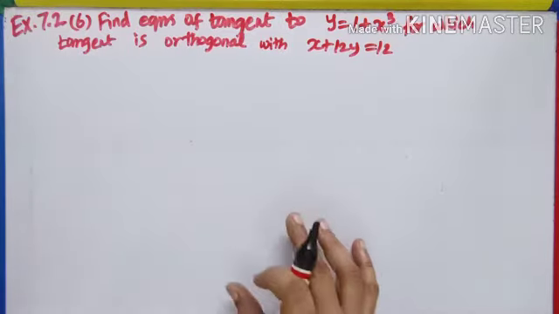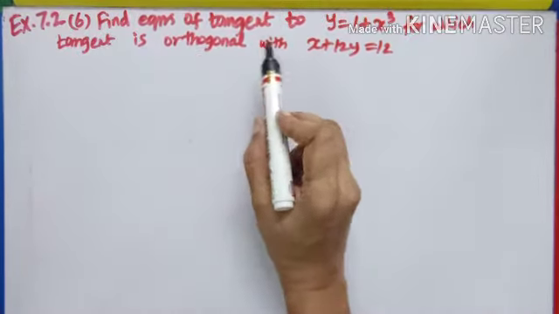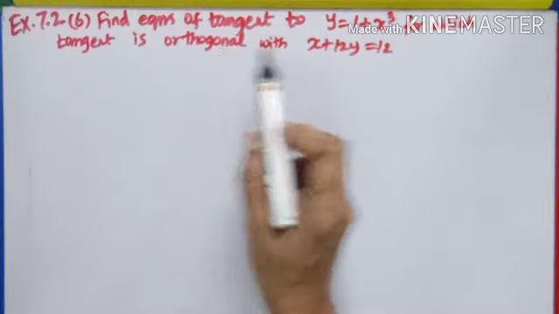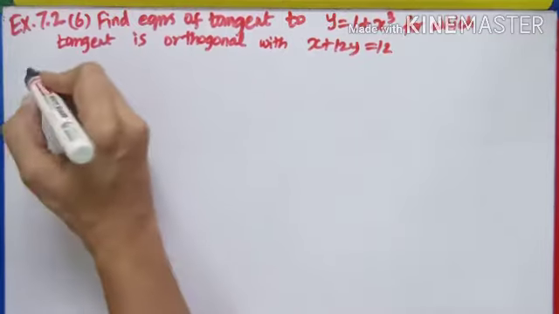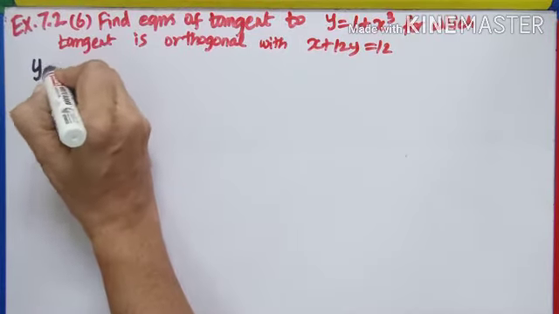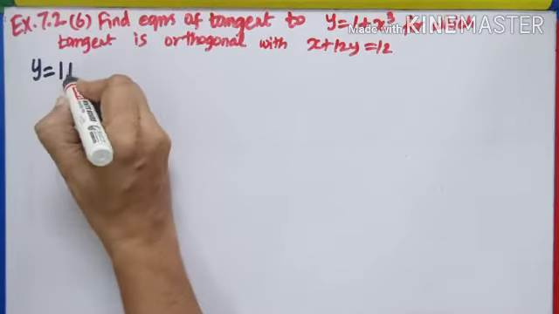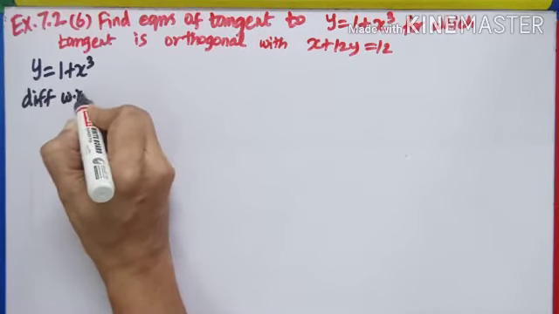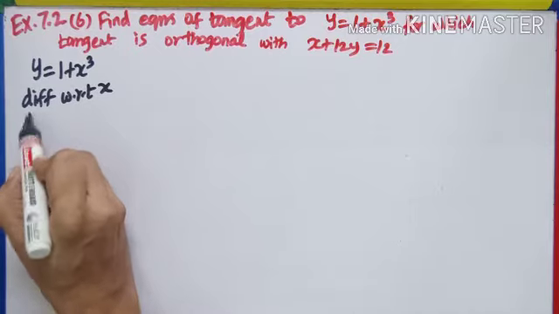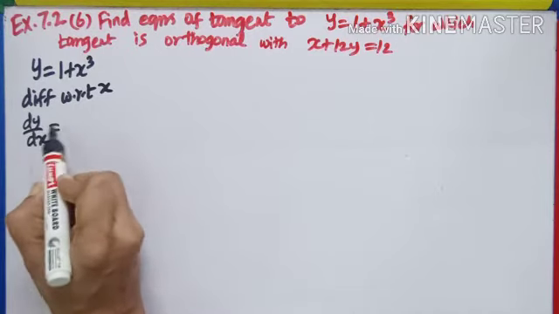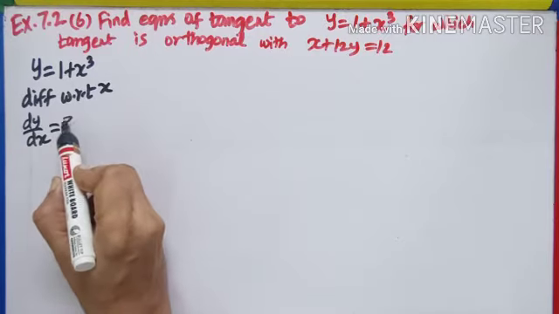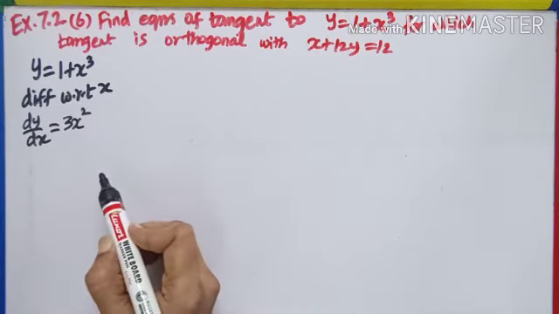Exercise 7.2, question number 6. Find equations of tangent to the curve for which tangent is orthogonal with x plus 12y equals to 12. As usual, the same procedure, y equals 1 plus x cube. Differentiate with respect to x. Y becomes dy by dx equals 1 is a constant that becomes 0. X cube becomes 3x square.